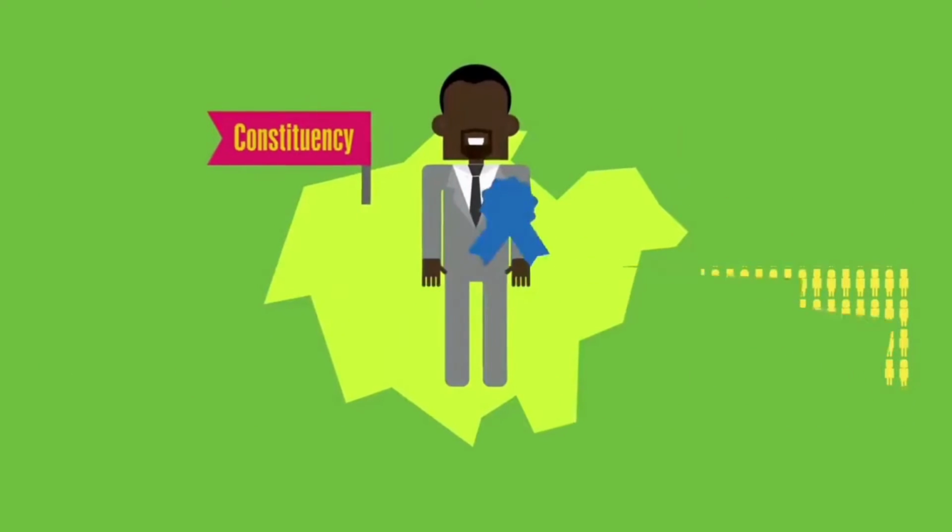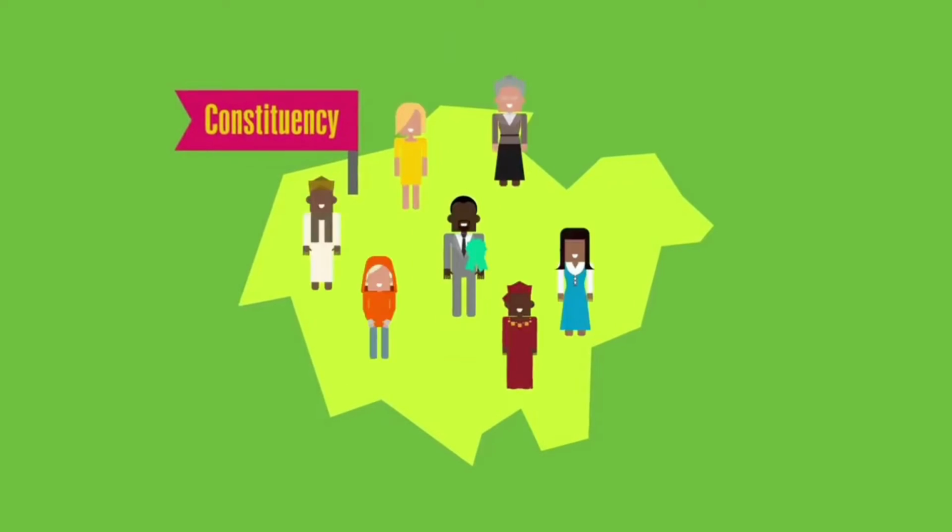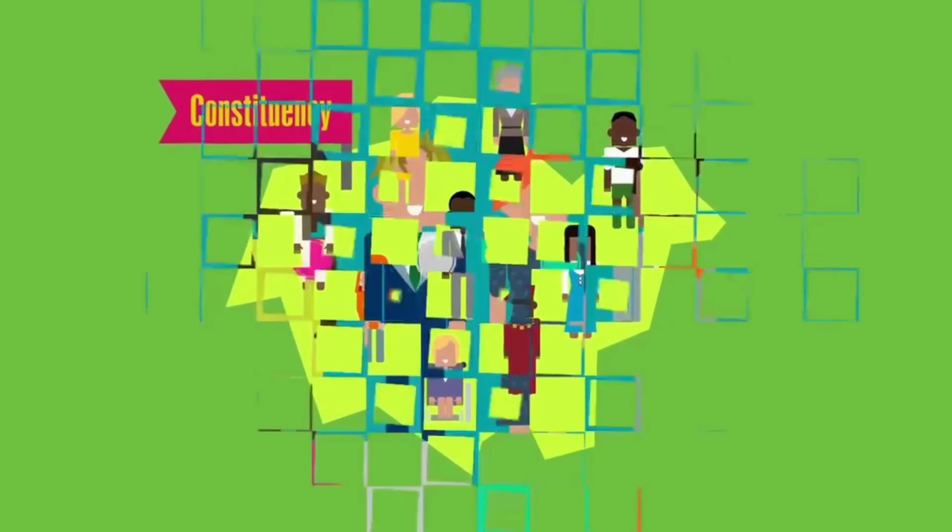There are 650 members of Parliament who represent constituencies in the UK and are elected by the public in a general election to represent them and their concerns.